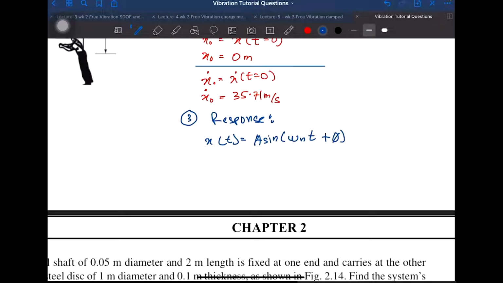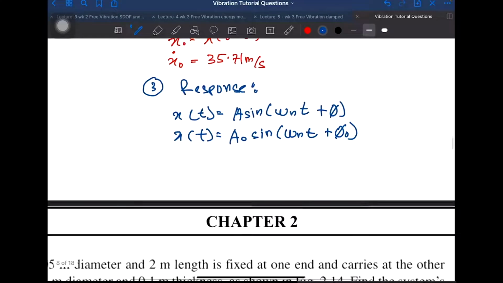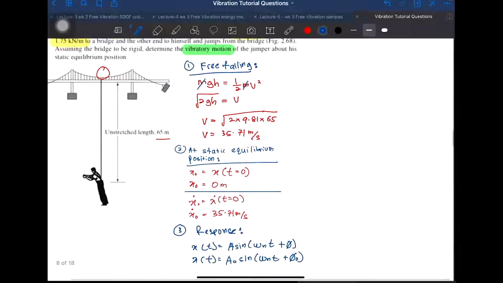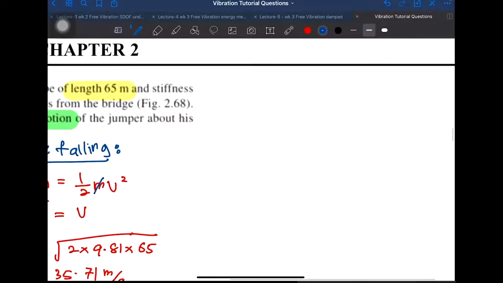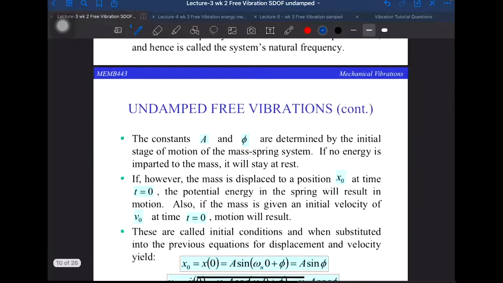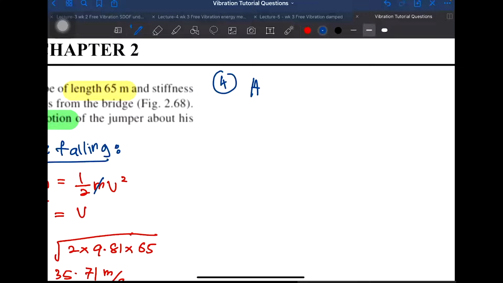Okay, but for this question here, our A is the A naught. Our phi is the phi naught. All right. So for A, we want to find the A first. So the formula for A is this one. All right. So we use this formula to find the A for our question just now.